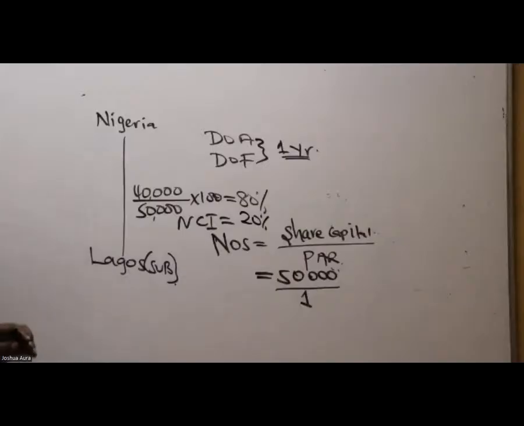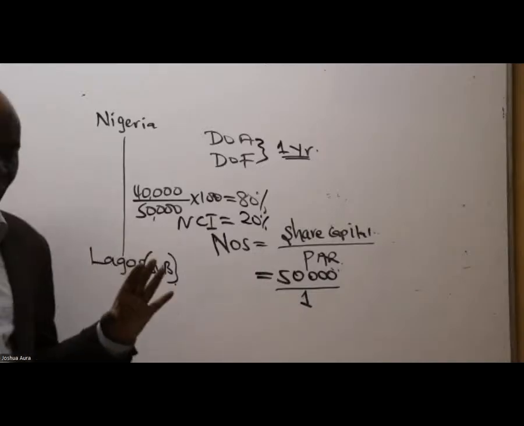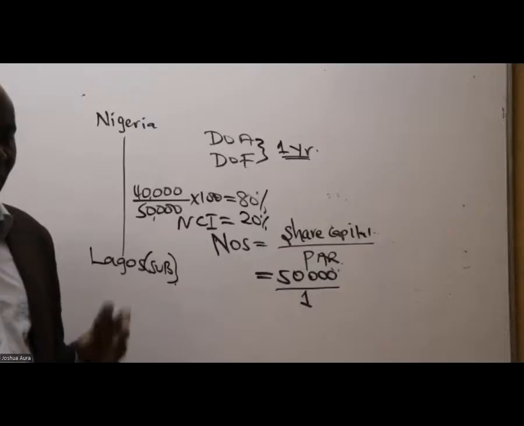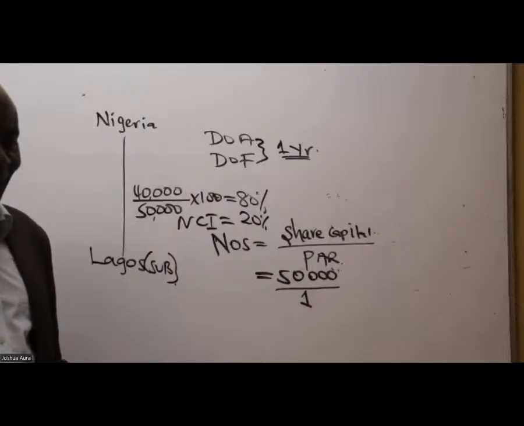That is it. Now, ladies and gentlemen, after doing this group structure, what do you think will be the next thing to be done? After the group structure, please give me the next step. Goodwill? No. Pro forma. Go to the pro forma statement, not the PAP.